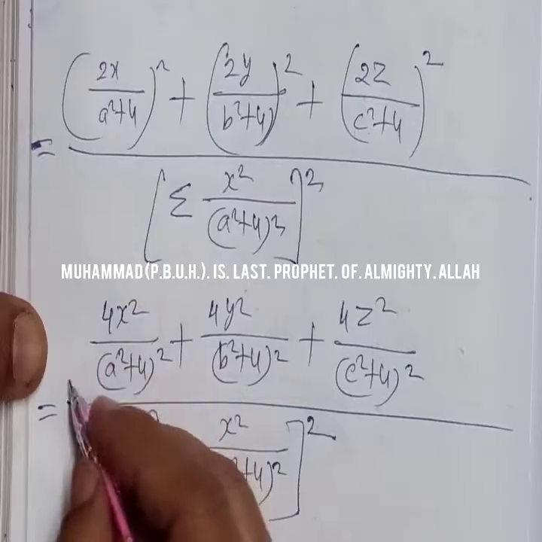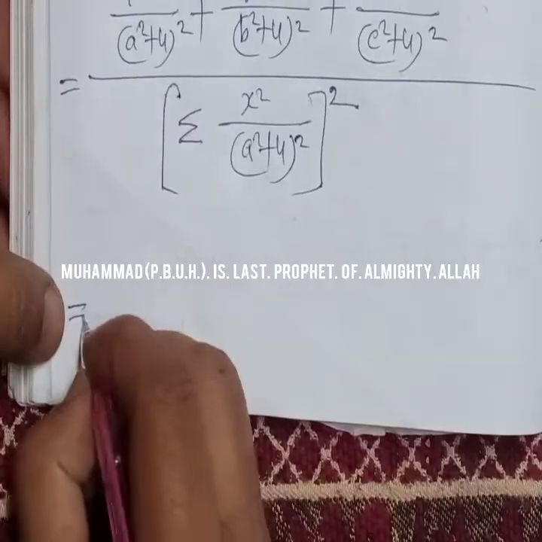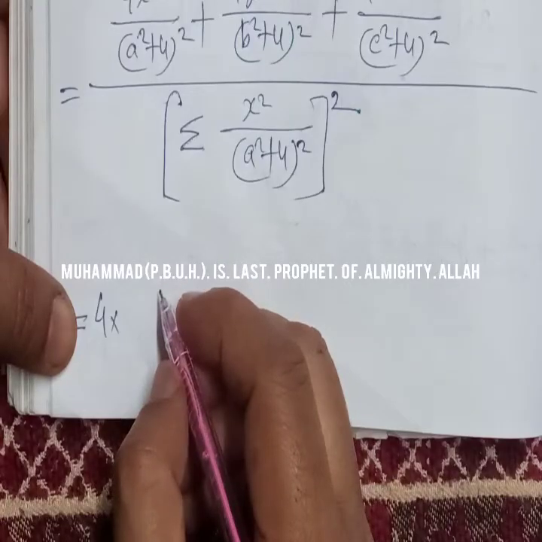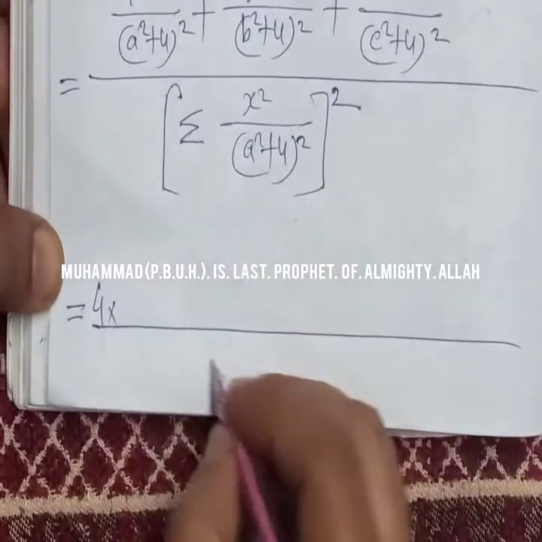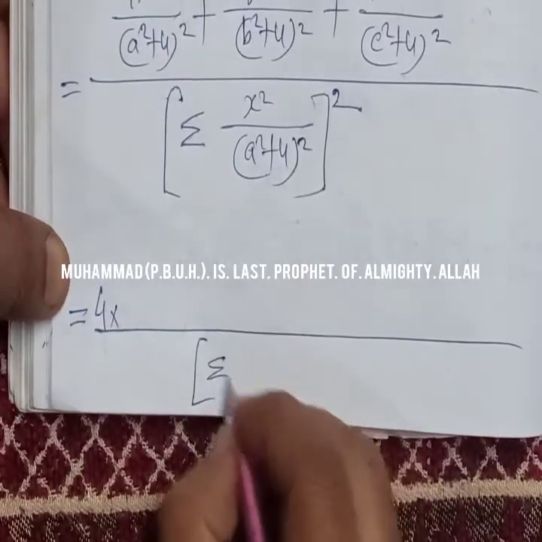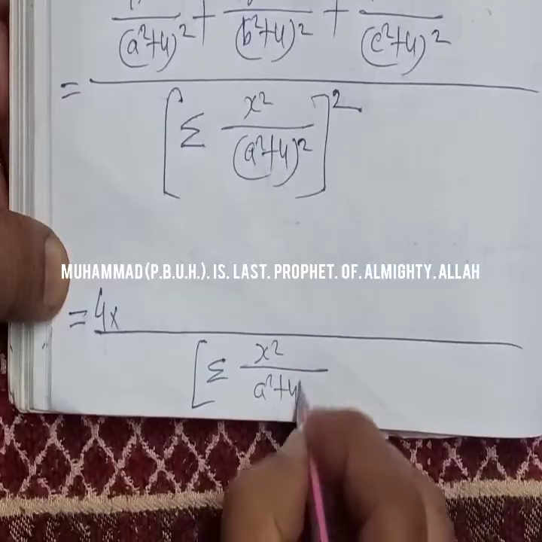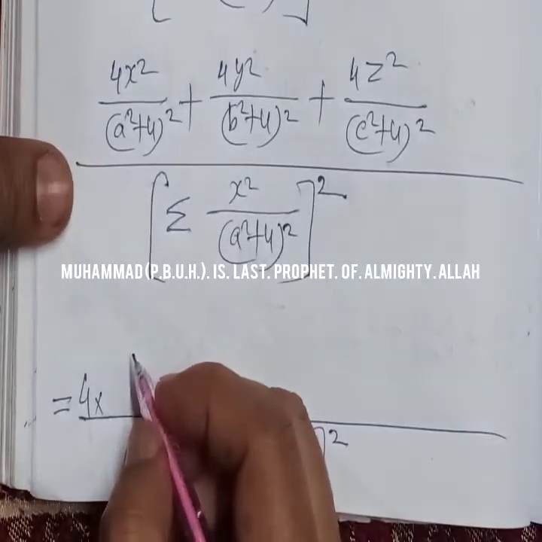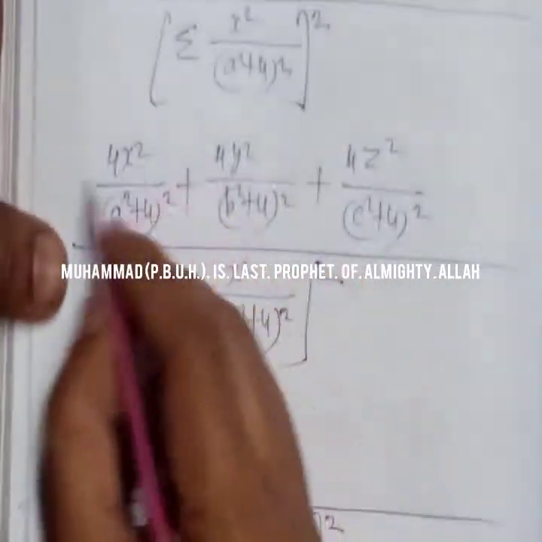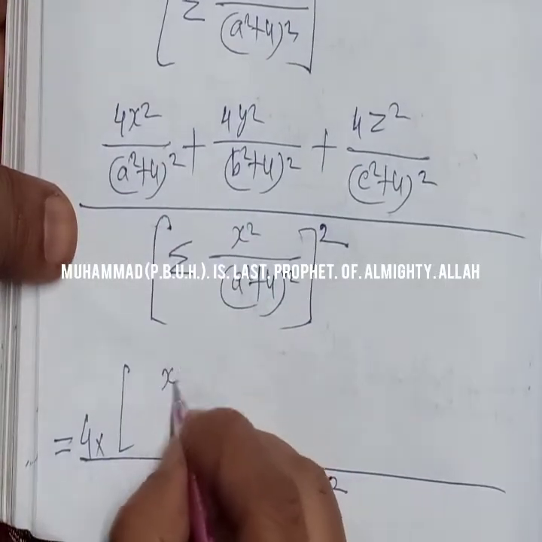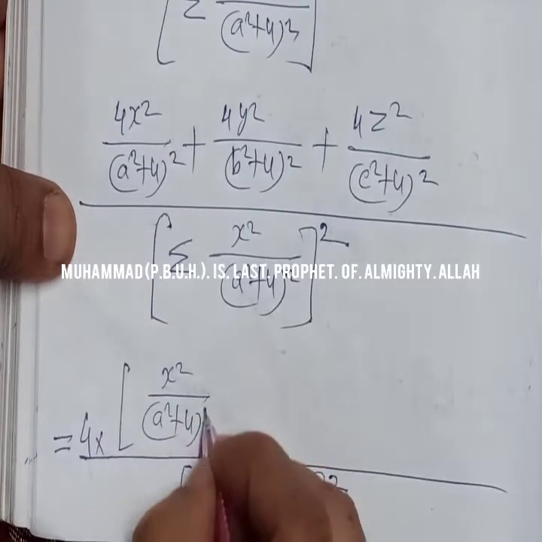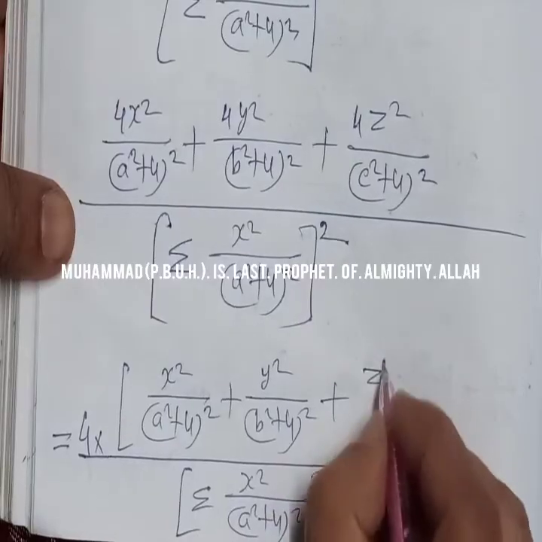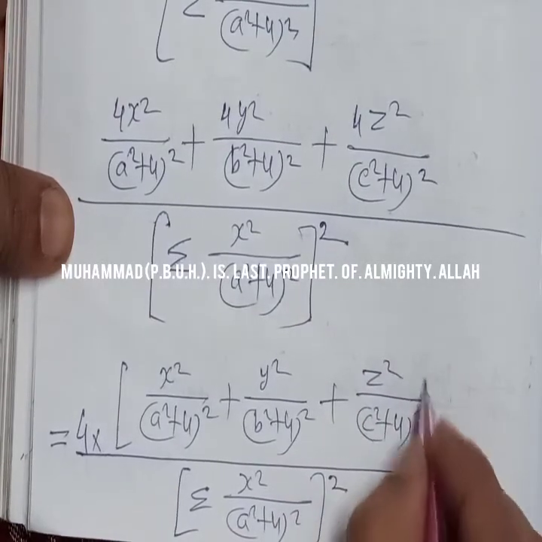Take out 4 from this bracket. We can write 4 and in denominator there is no change, so I write denominator first, sigma x square upon a square plus u whole of square, and this also whole of square, and take out 4 from these three terms, then in bracket we get x square upon a square plus u whole of square plus y square upon b square plus u whole of square plus z square upon c square plus u whole of square.